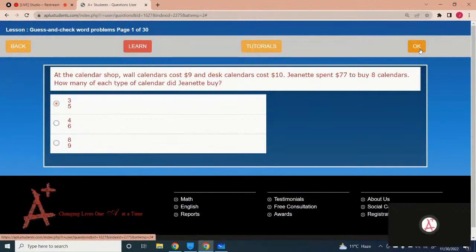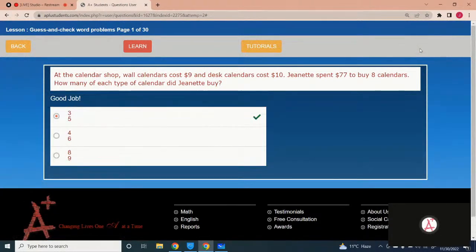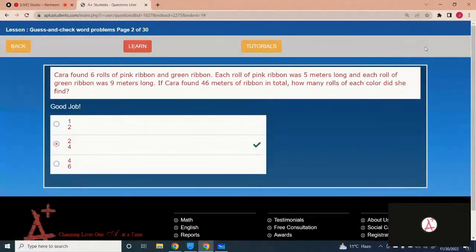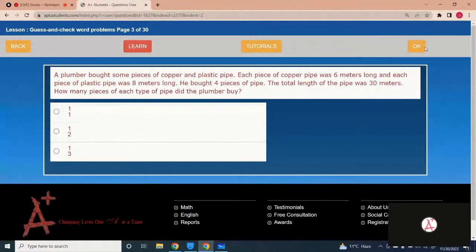The correct answer for the first one is the first option. I remember the answers. For the second one, it would be 46. So 6 times 2 5, it would be the second one. And the third one we completed was this one. Okay, let's do the fourth one.